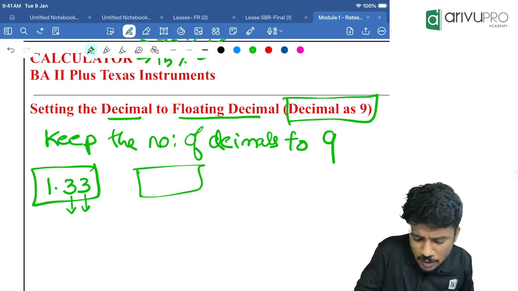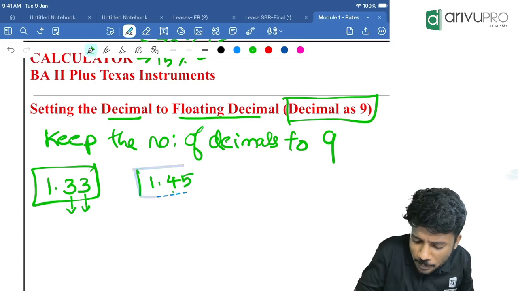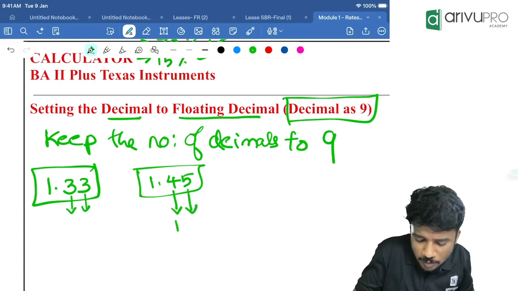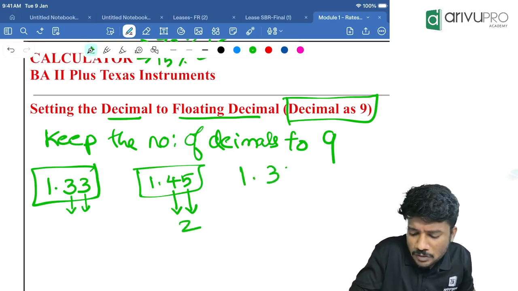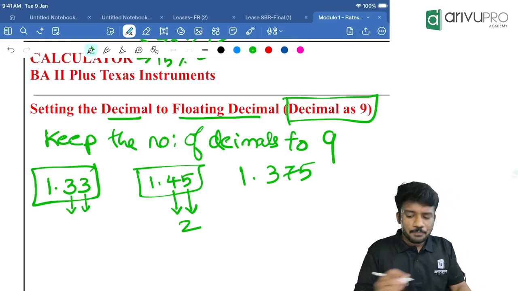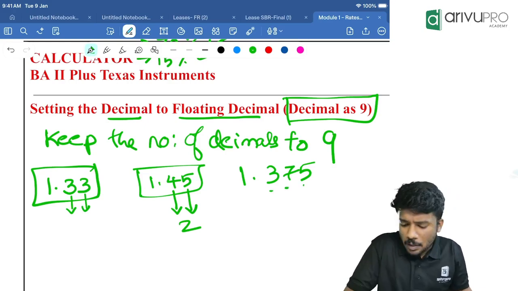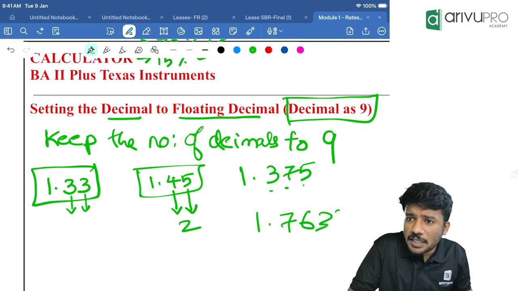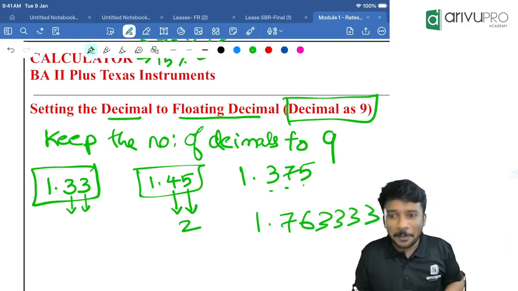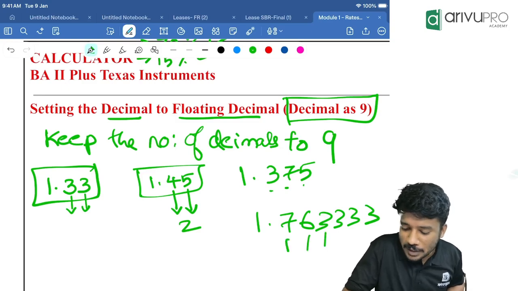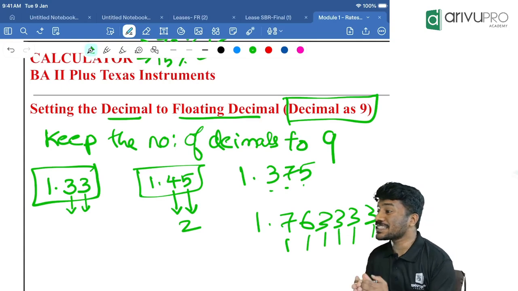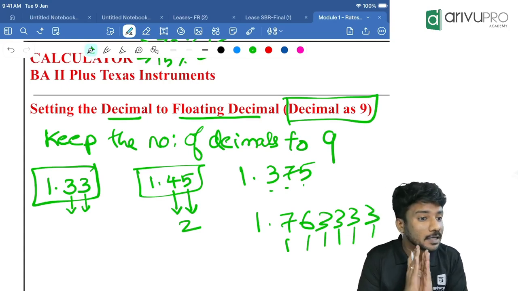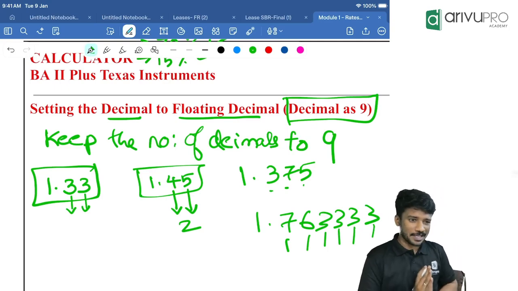Then in the next question, 1.45. How many decimal points are there? Again 2 decimal points. Then 1.375. How many decimals are there? 1, 2, 3. Now 1.763333. How many decimal points are there? 1, 2, 3, 4, 5, 6. There are 6 decimal points in total. That is the basic thing.